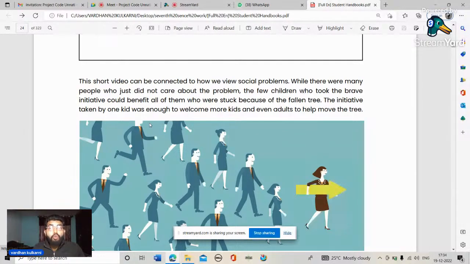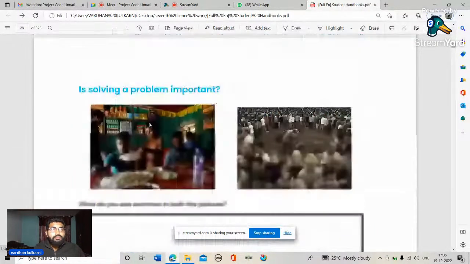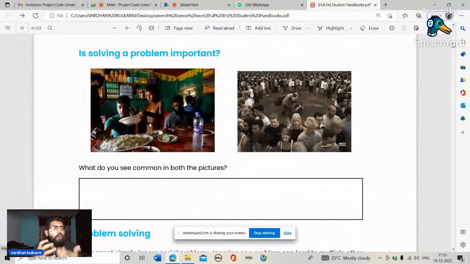There are a few children who took the brave initiative, and it could benefit all of them, stuck because of the fallen tree. So the initiative taken by one kid was enough to welcome more kids and even adults to help them move the trunk of the tree that had fallen on the streets. So is solving a social problem important? If yes, why? And if not, why?